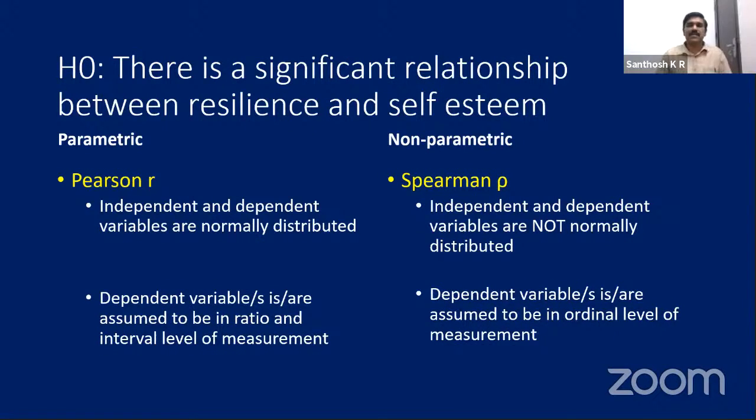If both the variables are continuous, in interval or ratio level of measurement, and if we want to find out if one is increasing when the other is increasing, then we will go for correlation analysis. If the data is normally distributed, we will go for Pearson's product moment correlation. If the data is not normally distributed, we will go for Spearman rho.